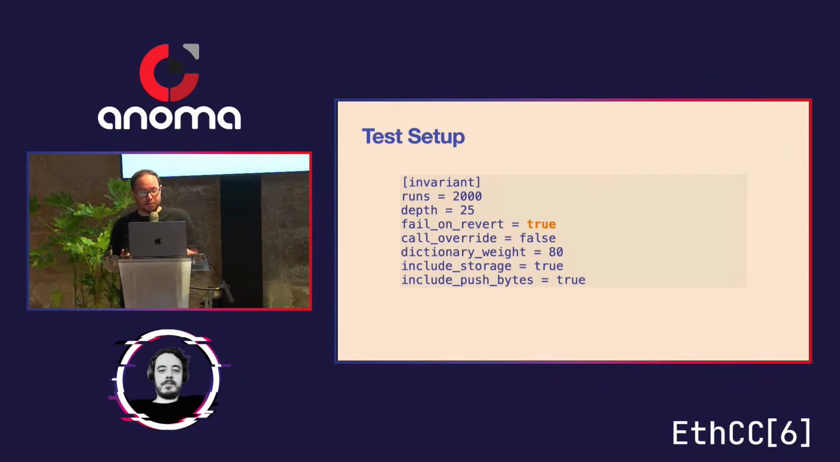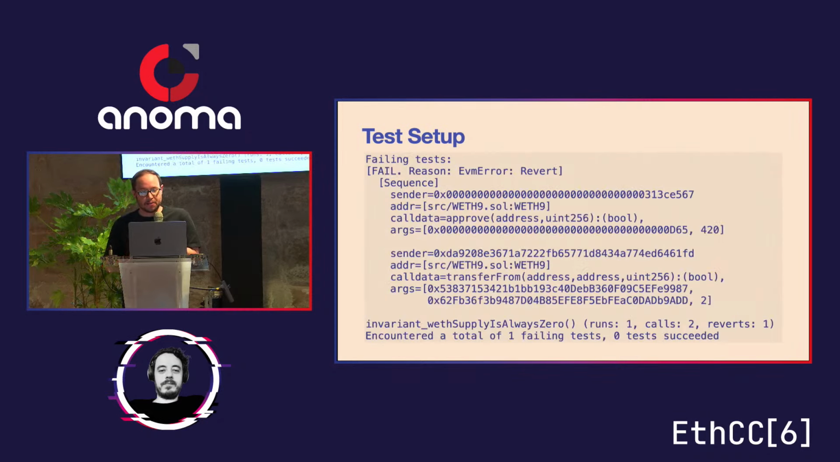So yeah, switch this to true, rerun our tests, and we can see a failure case here. This is sort of what a failed test run will look like. You can see we have some information about the call sequence, the sender, the address that was being called, the call data of those calls, which tells us what calls were made and in what order.